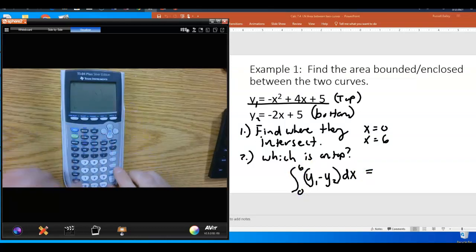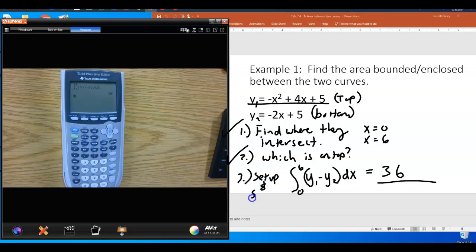So let's get out of here. We're going to do math 9, going from 0 to 6, y1 minus y2 dx, enter, and there's my area between the curves. The answer would be 36. And that's how you find the area between the curves. You find where they cross using your calculator, you can find out which one's on top using your calculator, and then you do your setup and solve. So find where they cross, know which one's on top, do your setup, and solve.